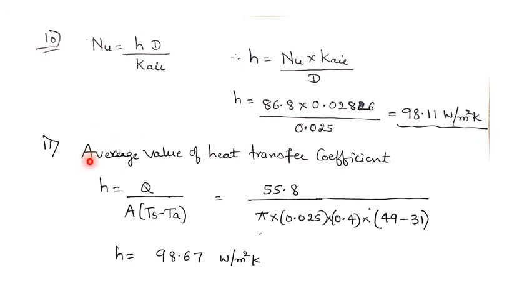Now we will calculate the average value of this heat transfer coefficient, where h is equal to Q divided by A into Ts minus Ta. This Q we have already calculated as 55.8. A is the surface area of the tube specimen, which is pi into D into L, and this is Ts minus Ta. So the heat transfer coefficient we have got is 98.67. As both these values are very near to each other, that means our heat transfer coefficient value is correct.